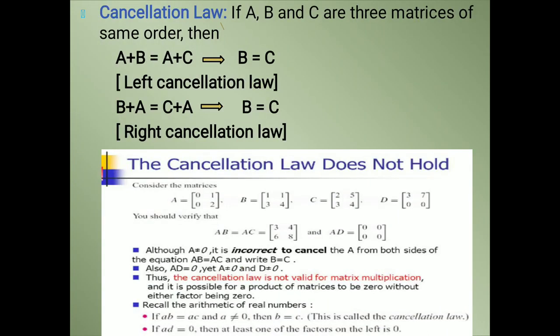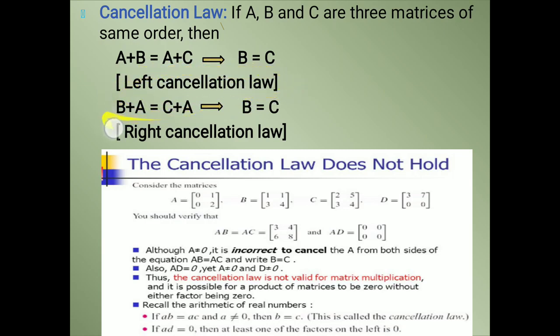Next is cancellation law. If A, B, and C are 3 matrices of the same order, suppose A plus B equals A plus C. Now here we can see that A and A get cancelled. Bringing it to the left hand side, A minus A, the resultant will be B equals C. This is called left cancellation law.